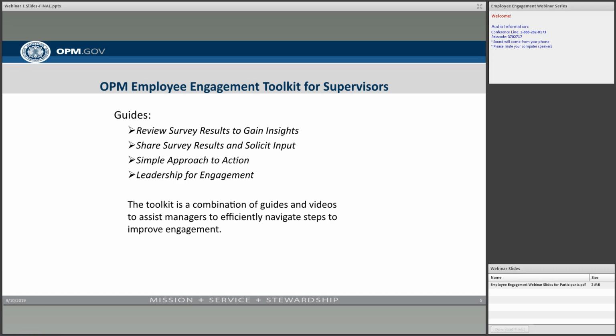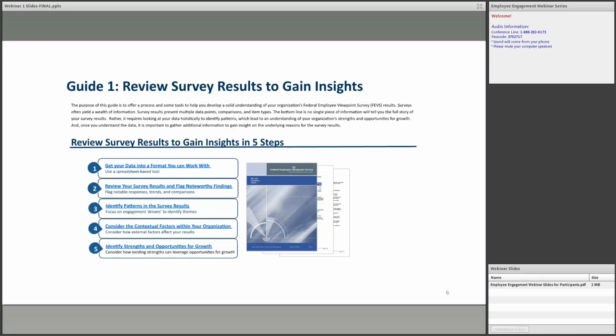These processes include reviewing survey results to gain insights, best practices in sharing survey results and soliciting input to improve results, simple approaches to action planning, and also leadership for engagement. What I mean by leadership for engagement really hits on those interpersonal skills. Let's look at the first portion of the guide that we've developed.